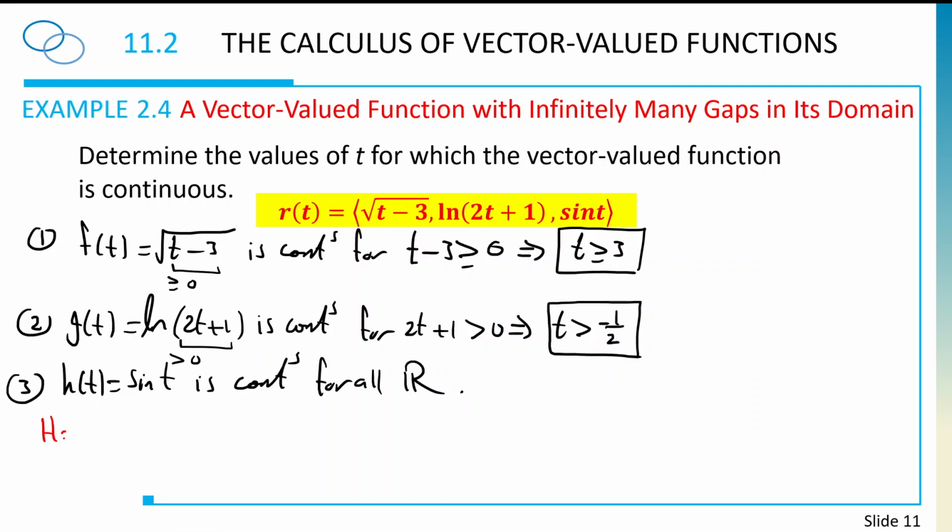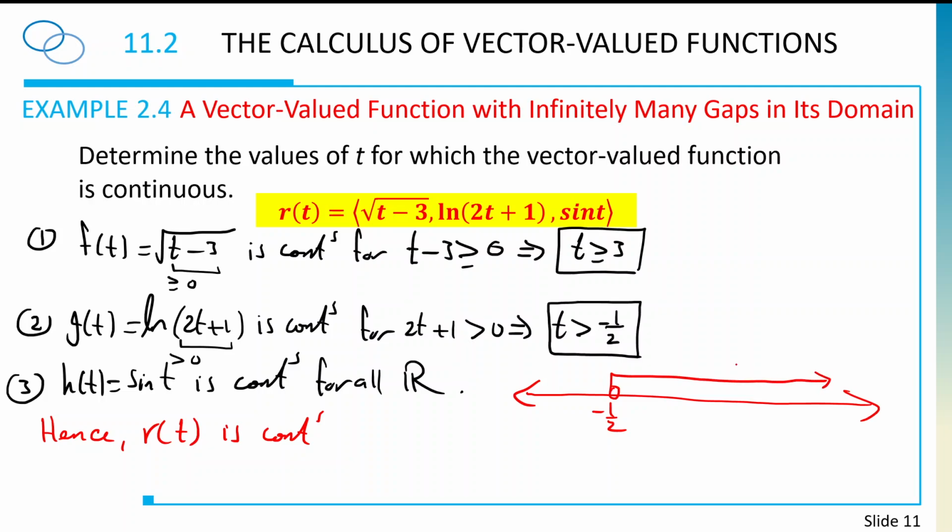So hence, r of t is continuous for what? Let's try to use the number line as a help. It's always helpful to use the number line, especially with any inequalities domain. So the first inequality is t greater than negative half, so this is somewhere on this side. And the second one, t greater than or equal to 3. Let's say 3 is included. Remember, if it's not included, I use an open circle. If it's included, it's a closed circle.